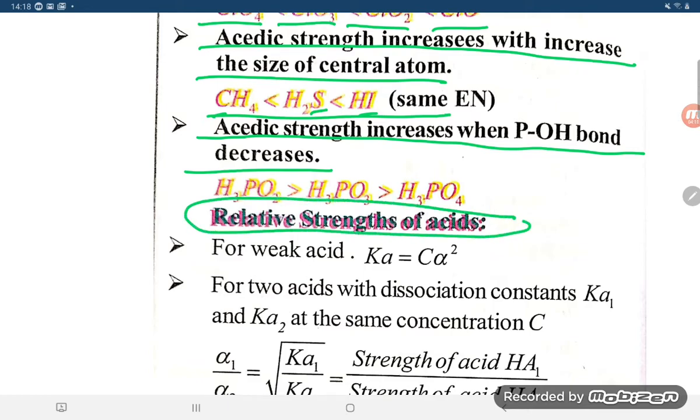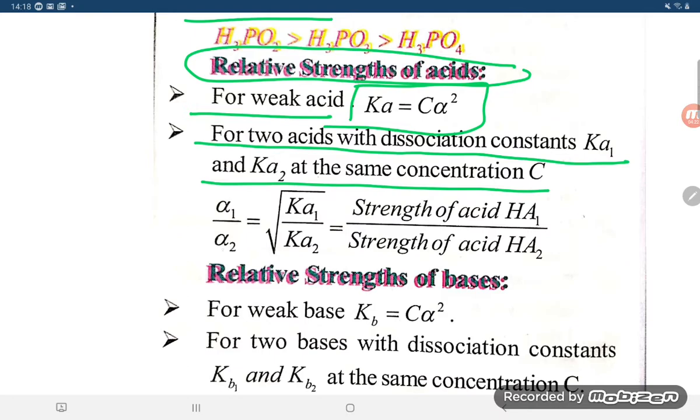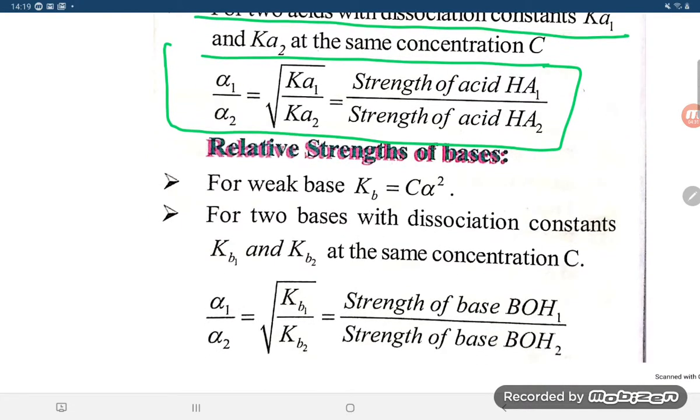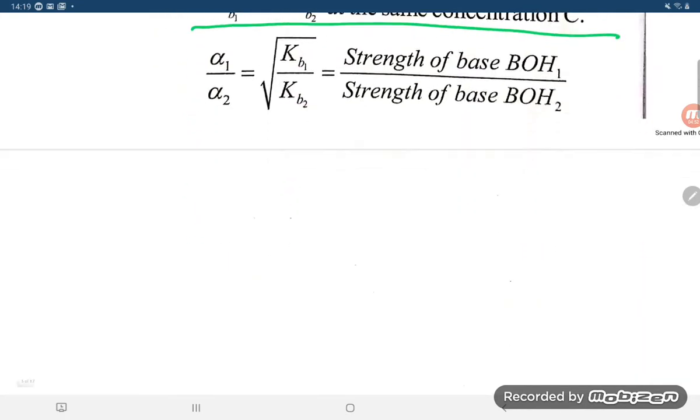Relative strength of acids: for a weak acid, Ka equals C alpha squared. For two acids with dissociation constants Ka1 and Ka2 at the same temperature and concentration, alpha1 upon alpha2 is equal to root of Ka1 upon Ka2, which is the strength of acid HA1 upon strength of acid HA2. Relative strength of bases: for a weak base, Kb equals C alpha squared. For two bases with dissociation constants Kb1 and Kb2 at the same temperature and concentration, alpha1 upon alpha2 is equal to root of Kb1 upon Kb2, the strength of base BOH1 upon BOH2.